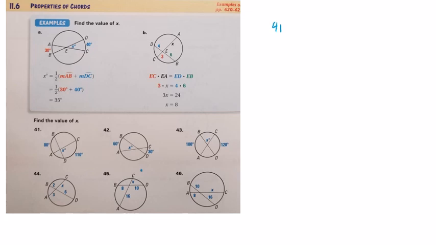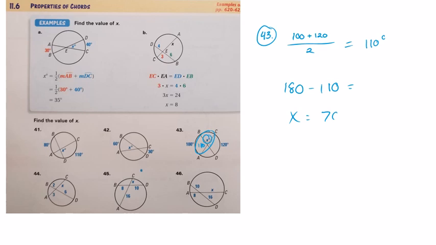So for 41, let's do 43, and it has one additional step. Notice this angle does not actually go with those two arcs. So here's what I'm going to do. I'm going to plug those into my formula. I add the two arcs together, and I come out to an average of 110 degrees. So I know that this angle right here is 110. So how do I find x? Well, it's a straight line. I take it away from 180. So that means x should equal 70 degrees.